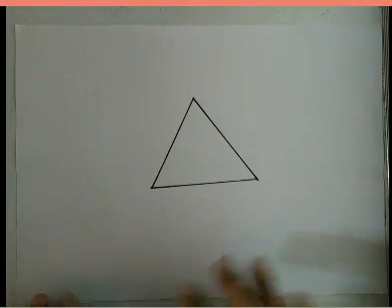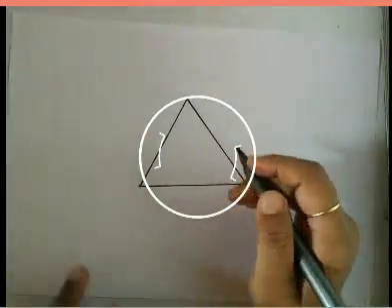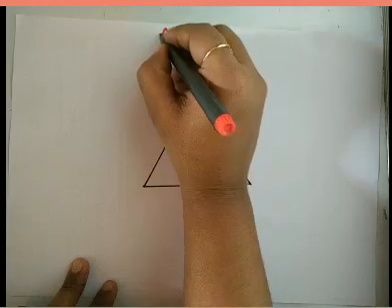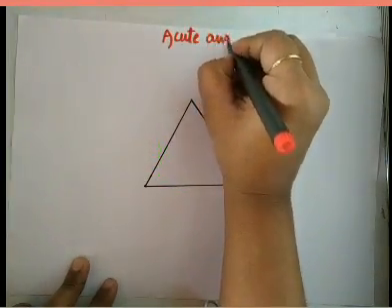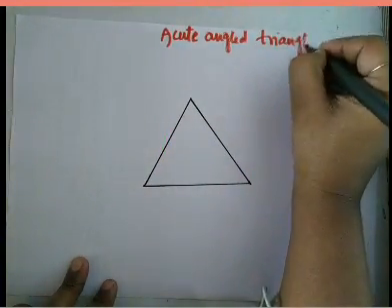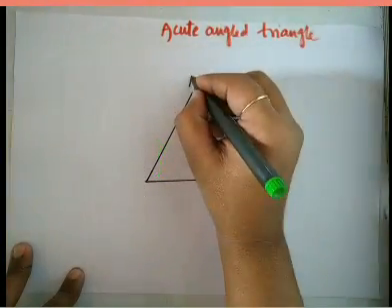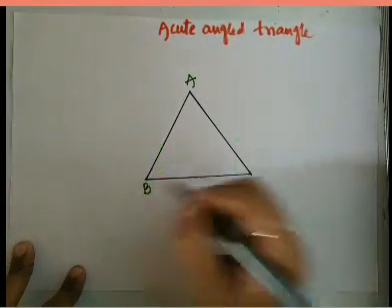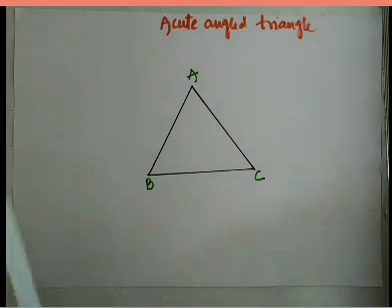So here you can see a triangle has been drawn on this page. This is an acute angle triangle where all the three angles are less than 90 degrees. So in this triangle we are going to draw the three medians of the three sides. So first let me give the names. I am giving it the names A, B, C. Okay, now we'll start constructing.